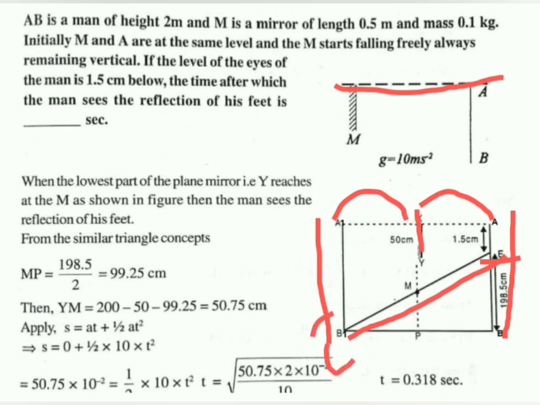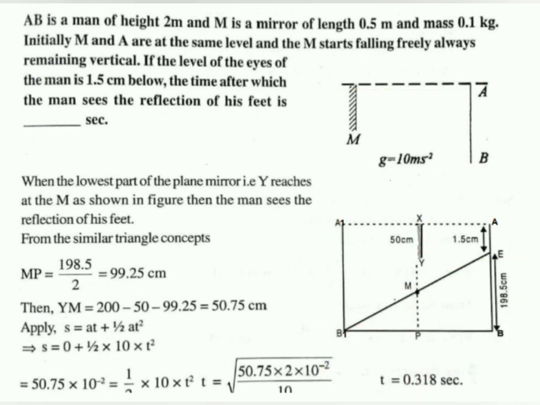And this is the feet of the person. So with his eyes, he should be in a position to see his feet. This is possible until the mirror travels from Y to M. If the mirror reaches this point M, he can see his feet. Beyond this point, he cannot see his feet. So we have to find out the time taken by the mirror to travel from Y to M. Okay, let us see how to calculate the time.